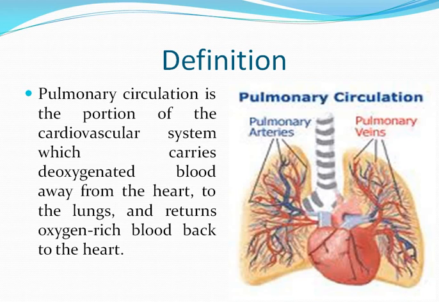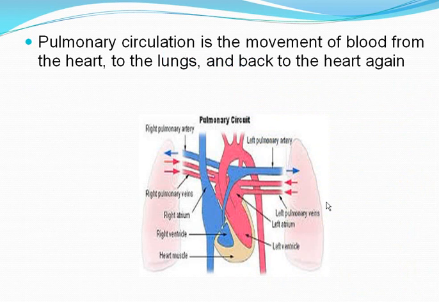Definition. Pulmonary circulation is the portion of the cardiovascular system which carries the deoxygenated blood away from the heart to the lungs and returns the oxygen-rich blood back to the heart. Pulmonary circulation is the movement of blood from the heart to the lungs and back to the heart.